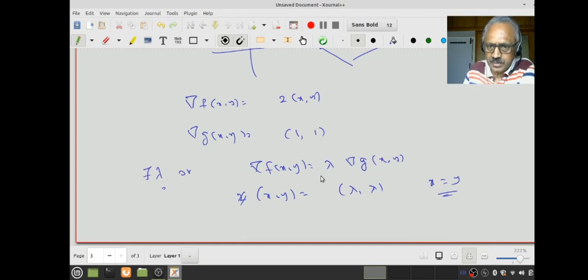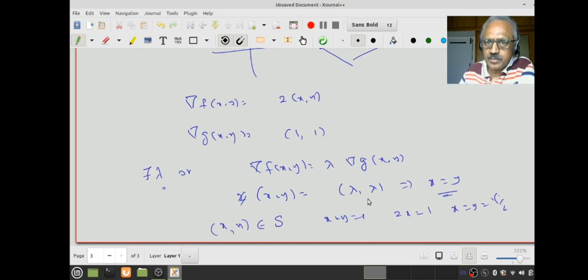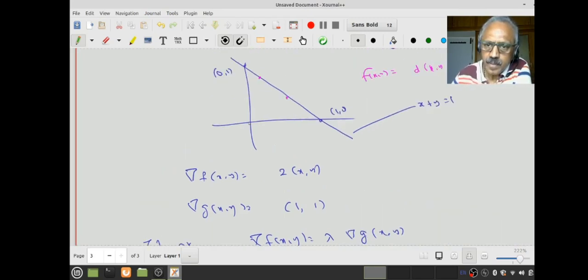Suppose such a lambda exists, then this 2 times (x, y) must be equal to lambda times (1, 1), which is (lambda, lambda). So suppose there is a lambda so that this happens, what does that mean? My x must be equal to y as a corollary. But then remember, where does (x, y) lie? The point (x, y) lies on the level set, that means x plus y equals 1. That means 2x equals 1, or x equals y equals half. Therefore I know what the minimum is. The minimum is attained at this point.